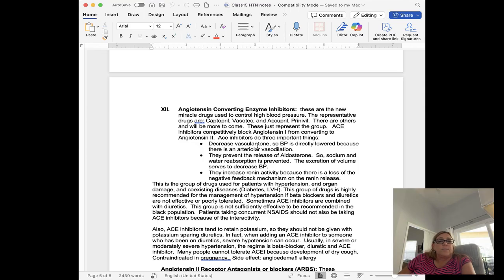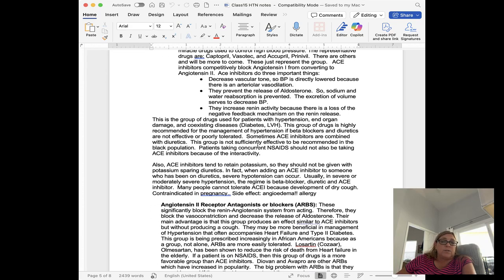We use them for hypertension in patients that have organ damage, that have coexisting disease like LVH and diabetes. It's highly recommended if beta blockers and diuretics are not being used. These are combined with diuretics though. And we also know that if they're taking NSAIDs like Advil, they should not be taking ACE inhibitors with them. They retain potassium. That's the one thing I want you to be aware of. We're going to get more into this in the upcoming weeks, but I just want to give you a little touch.